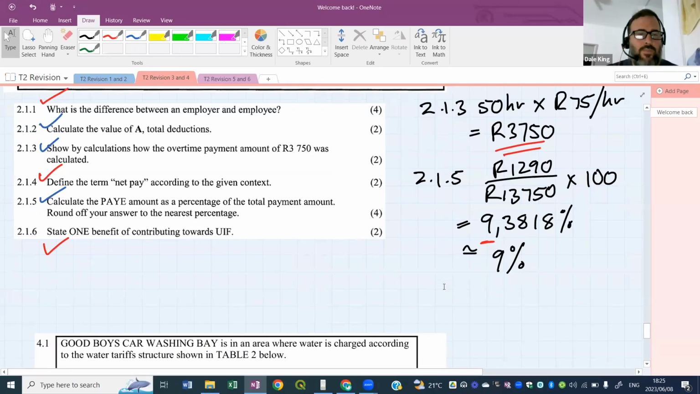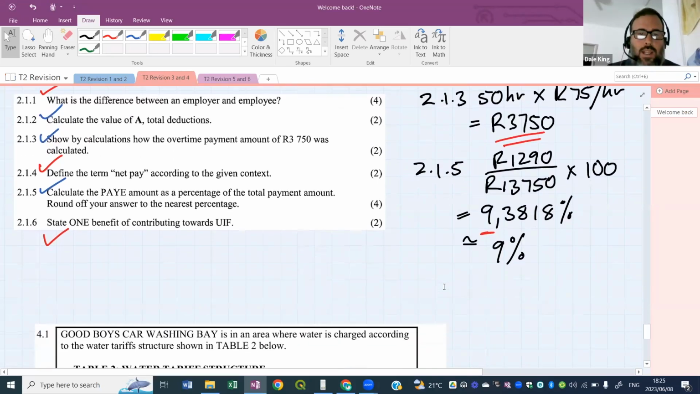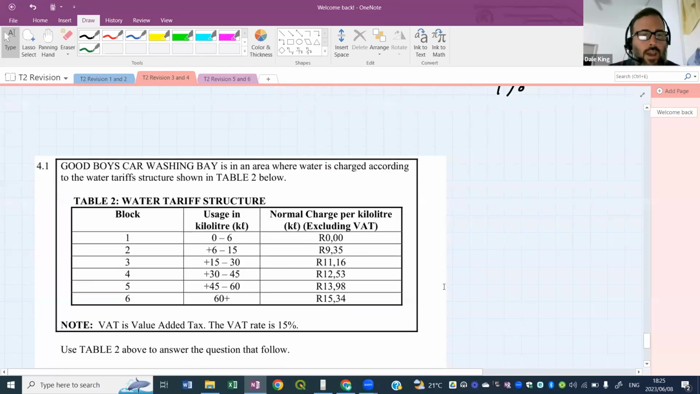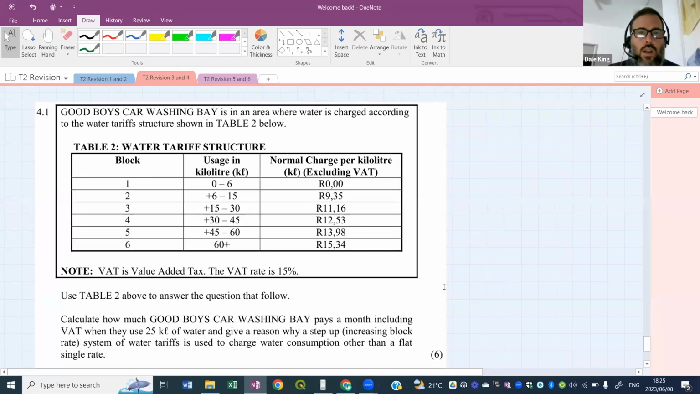All right. That was the warm up, ladies and gentlemen. Now we're going to get into the meat. Okay, I told you guys there was going to be a tariff table. It's time to have a look at one now. So let's have a look at the question. It says here, Good Boys Car Washing Bay is in an area where water is charged according to the water tariff structure shown in table 2 below.